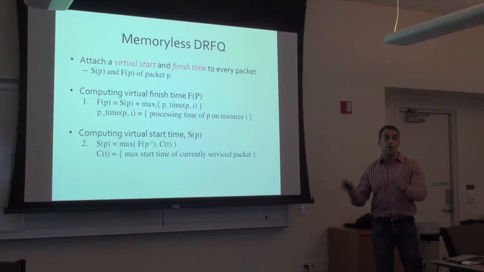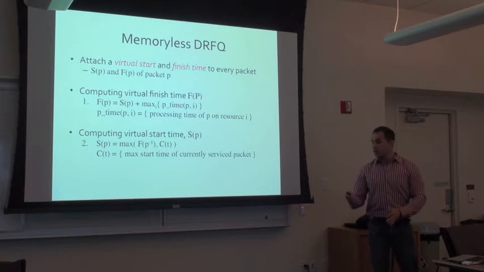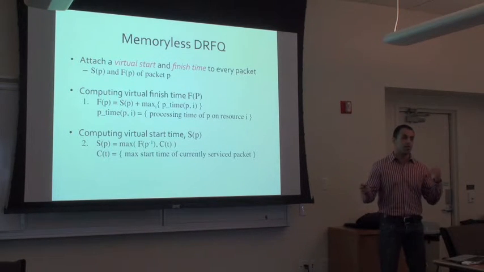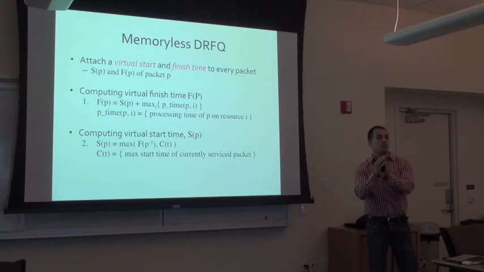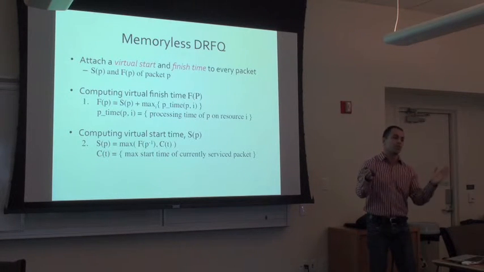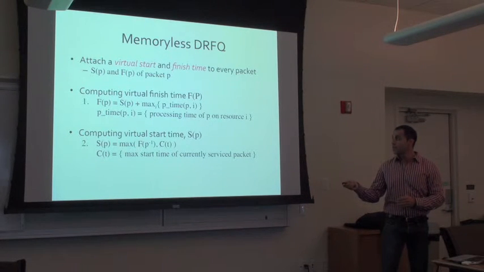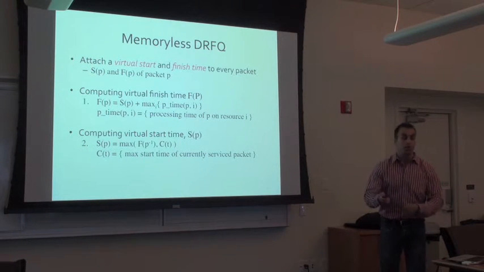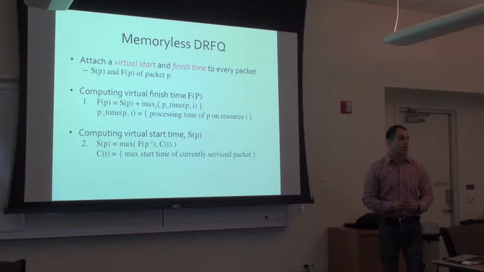So if there are any packets buffered from this flow right now, this is simply the finish time of the previous packet. If they're backlogged back to back, the start time of the next one will be the finish time of the previous one. So the maximum of that, and C of T, where C of T is the maximum start time of any packet that we're currently servicing. Not buffered, but actually servicing, using some resource. And if there are multiple of those, we pick the maximum start time that exists. Okay? So you have these two cases.